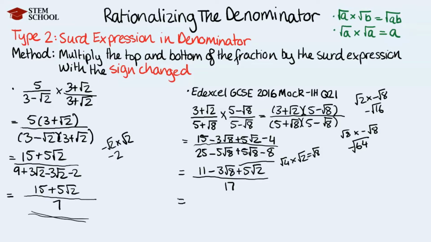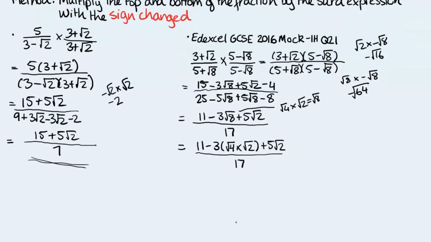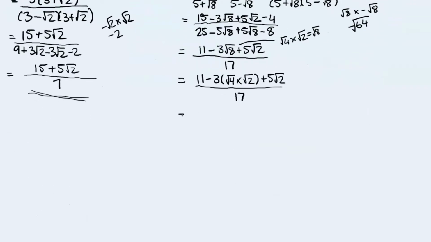So let's rewrite it. So it'll be 11 minus, so I'll write 3 and then in brackets I'll say rewrite root 8 in the form of root 4 multiplied by root 2. Then we have positive 5 root 2 on the end. Then we have all over denominator of 17. Okay, so let's multiply out this bracket. So we have 11, so root 4 is 2, so it'll be minus 3 times 2 root 2. Okay, plus 5 root 2 all over 17.